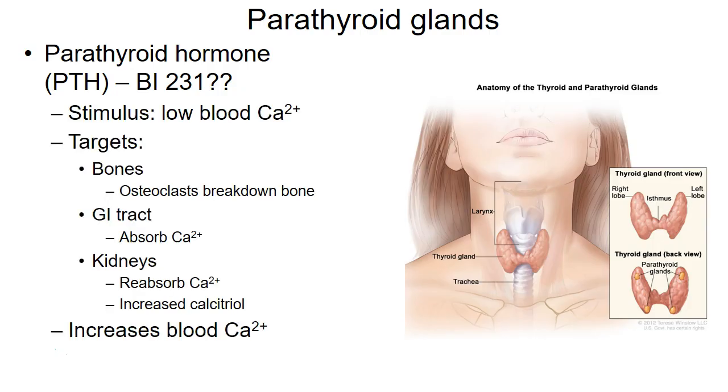All right, so we talked about parathyroid hormone in 231. I've mentioned it several times already, so I'm not going to spend a lot of time on that. But the major targets are the bones, like we talked about, okay? The GI tract for absorbing calcium, and then also the kidneys for making sure that we conserve as much calcium as possible so we don't excrete it in urine, okay? The ultimate goal here is to increase the amount of blood calcium, right?